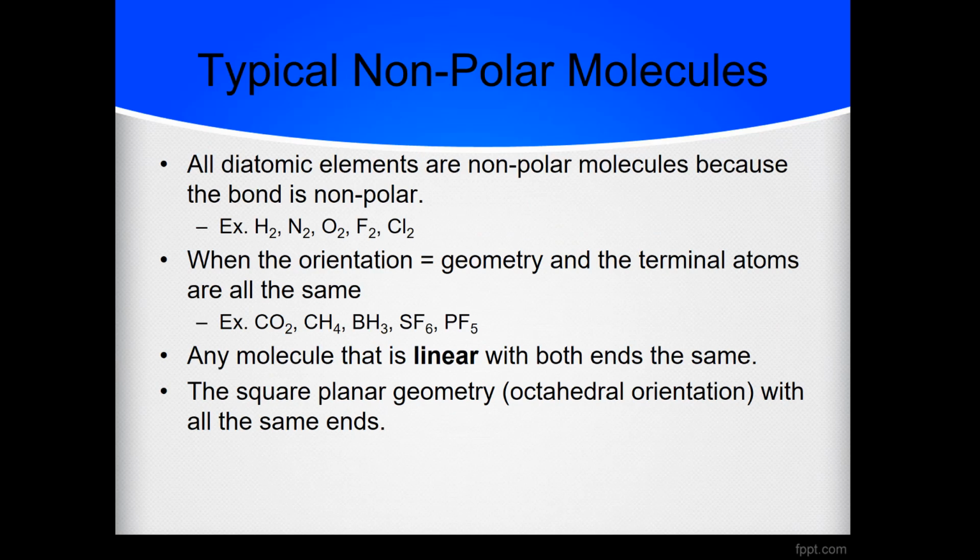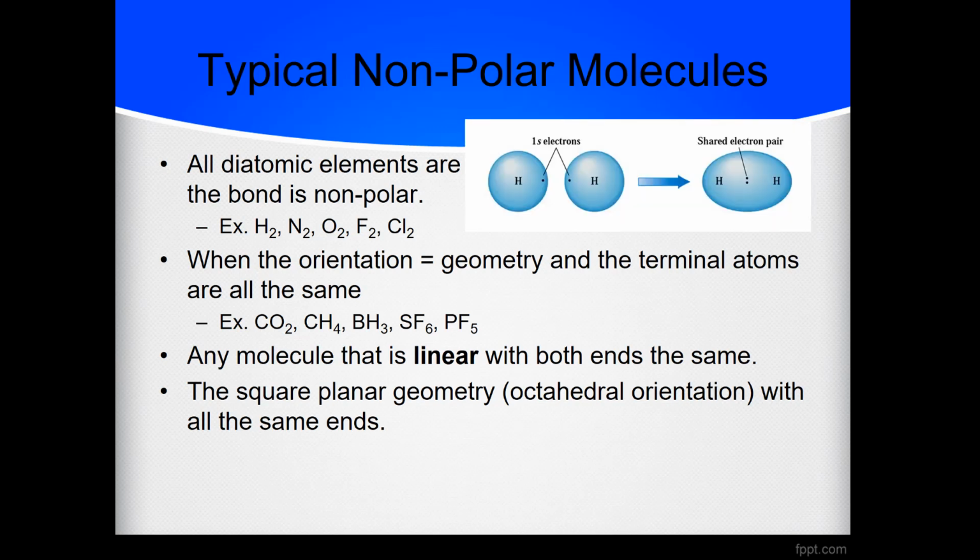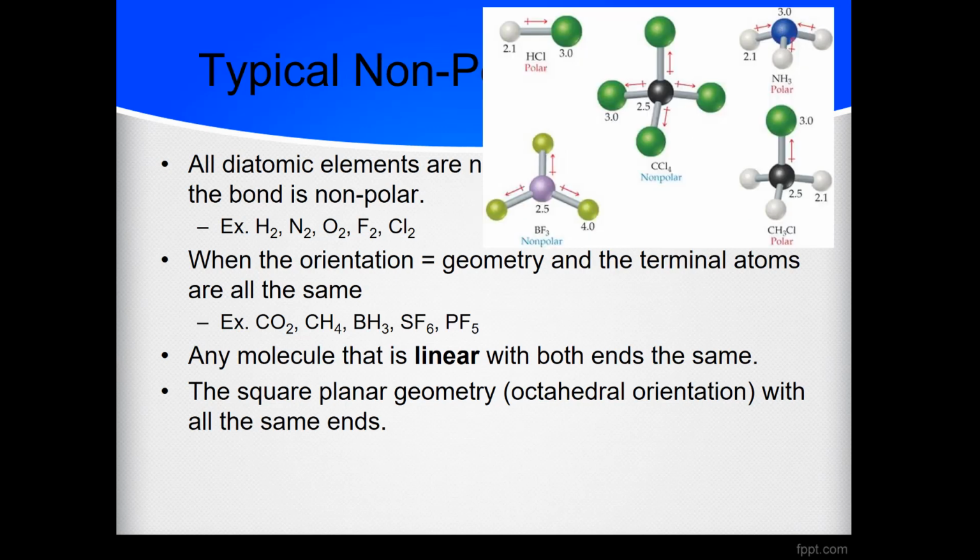So typically what makes things nonpolar? Well, first off, any diatomic is going to be nonpolar. That's because you're taking hydrogen and bonding them together. Electronegativity 2.1 minus 2.1 is 0. That's a nonpolar bond. That's a no-brainer. If the orientation and the geometry are the same, and the terminal atoms are all the same, then you wind up getting something that's nonpolar.